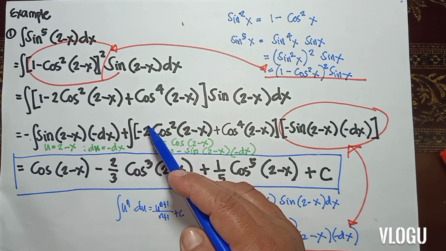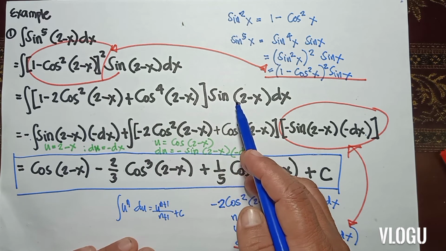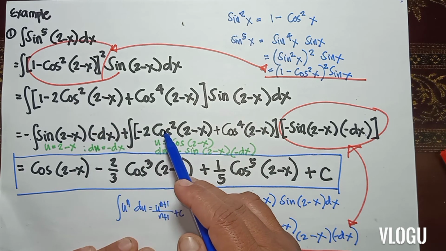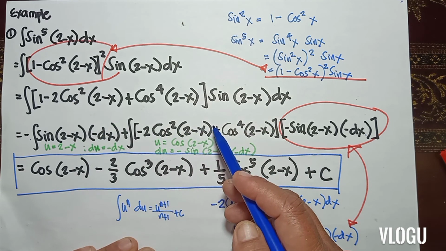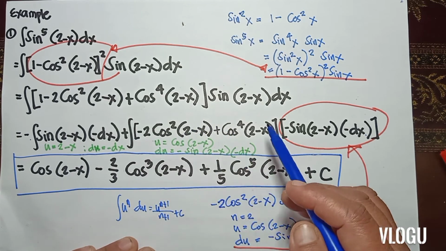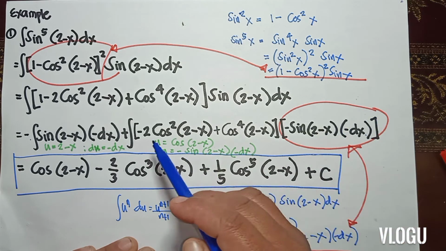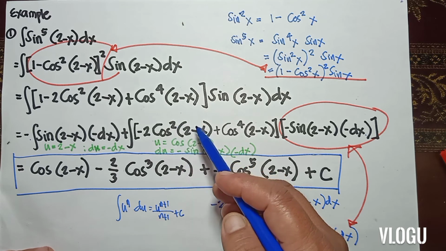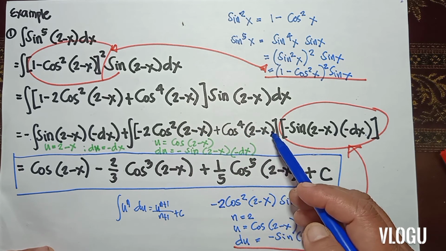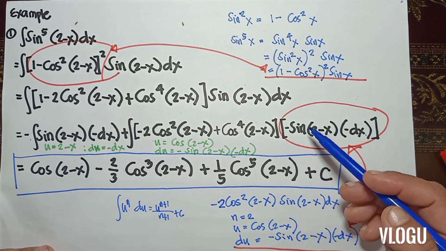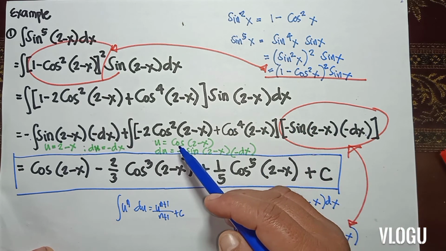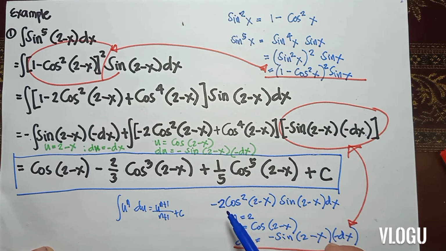Plus, if we multiply sine (2 minus x) inside, you will have cosine squared times sine (2 minus x), the same as we factored out. So you will have negative 2 cosine squared (2 minus x) plus cosine to the fourth (2 minus x). Looking at this, I have a sample outside: negative 2 cosine squared (2 minus x) multiplied by sine (2 minus x) dx.